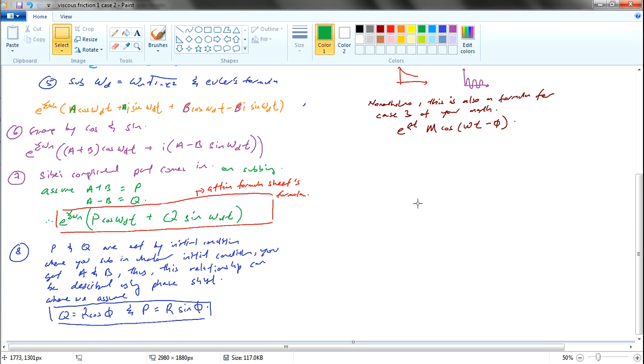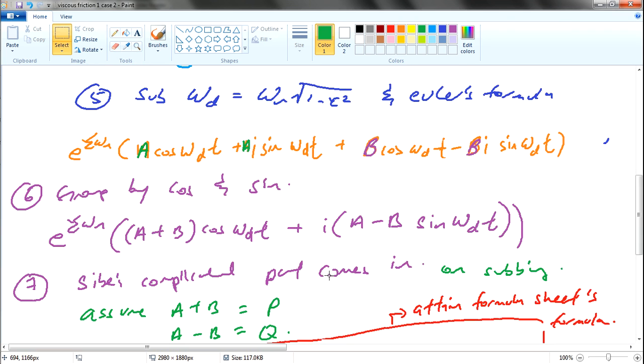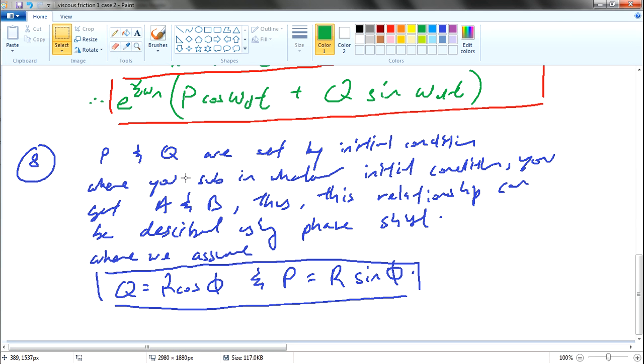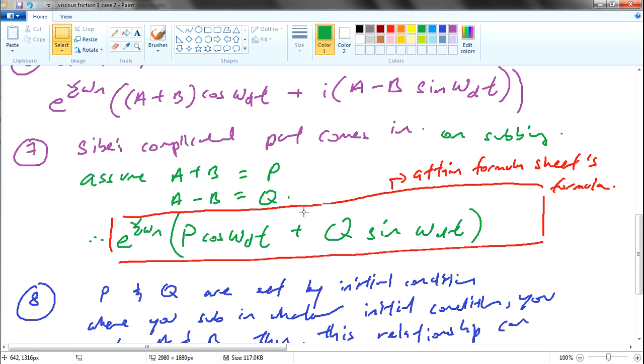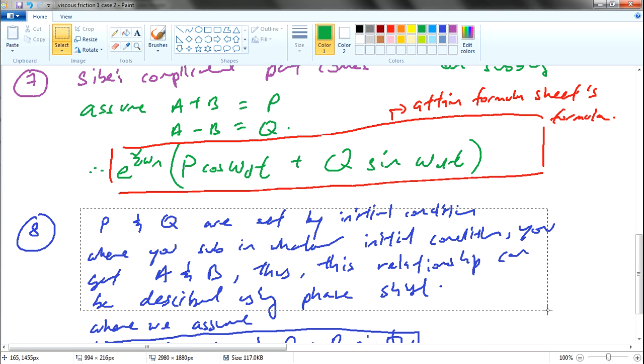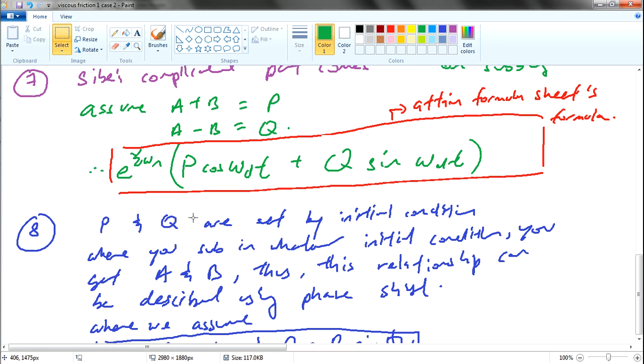Last lesson we stopped here, and now we're going to talk about 8, 9, 10, and 11. So P and Q. Now this is very complex, and this is the most theory part. So P and Q are set by initial condition.